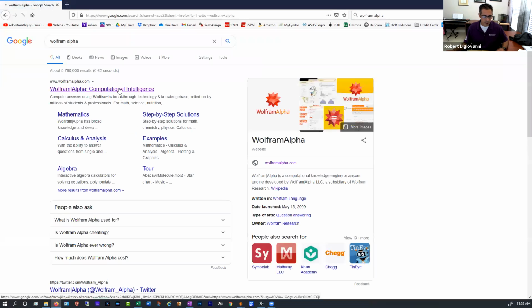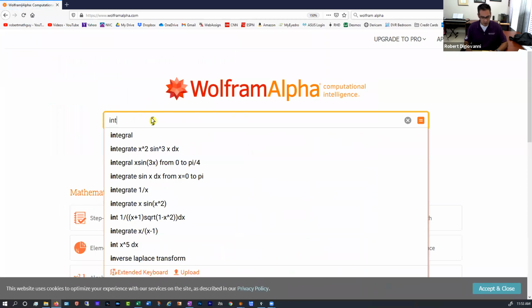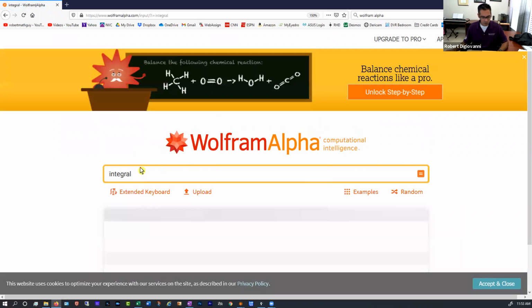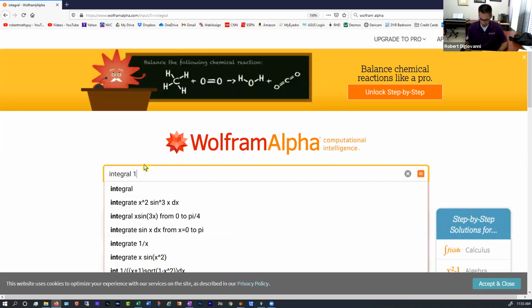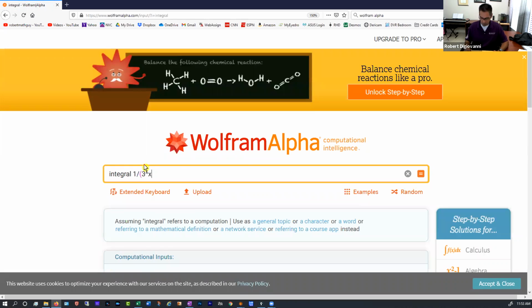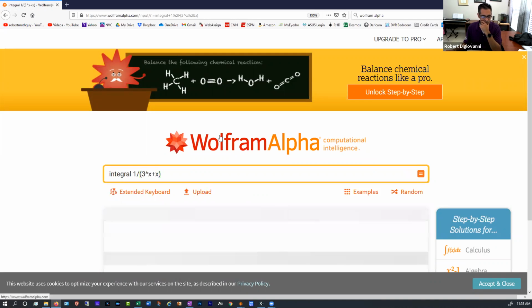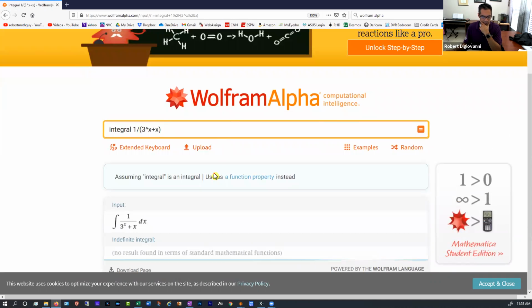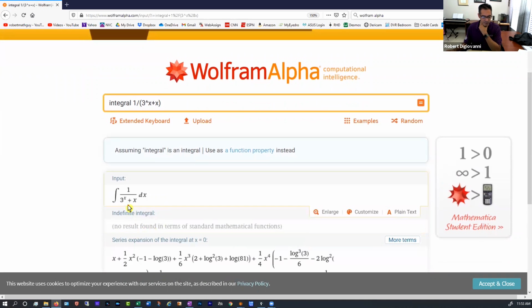Watch this. This is going to be pretty cool. Let's integrate the integral of 1/3 raised to the x plus x. All right, here we go. Look at the answer. The antiderivative of 1/3 to the x plus x. So this is if we wanted to do the integral test, right? We'd have to convert it to a function of x and be able to find the antiderivative. Look what it says. No result found in terms of standard mathematical functions. That means Wolfram Alpha can't integrate that.